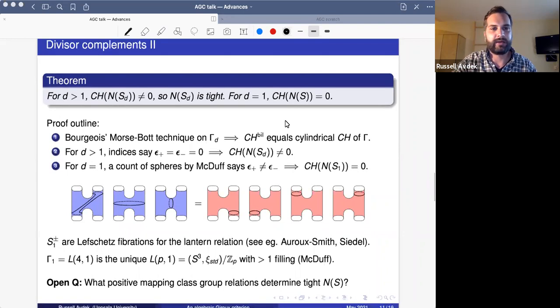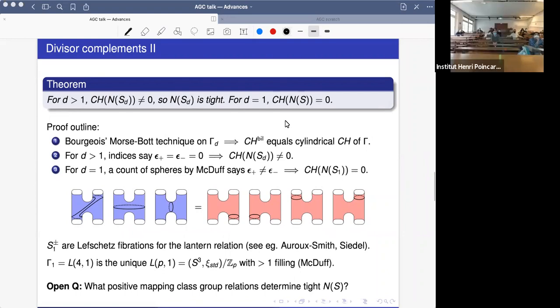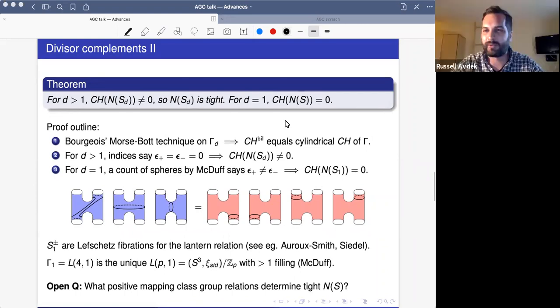And so here's a sketch of the proof of the theorem. So the first part is, as I think almost every single talk at this conference so far, I have to talk about some of Bourgeois' Morse-Bott techniques. And so we apply the Morse-Bott technique to this Boothby-Wang bundle. And what it tells us is that the bilinearized contact homology is equal to the cylindrical contact homology of this manifold gamma, which is just this circle bundle over a Riemann surface. And so now that's kind of easy.